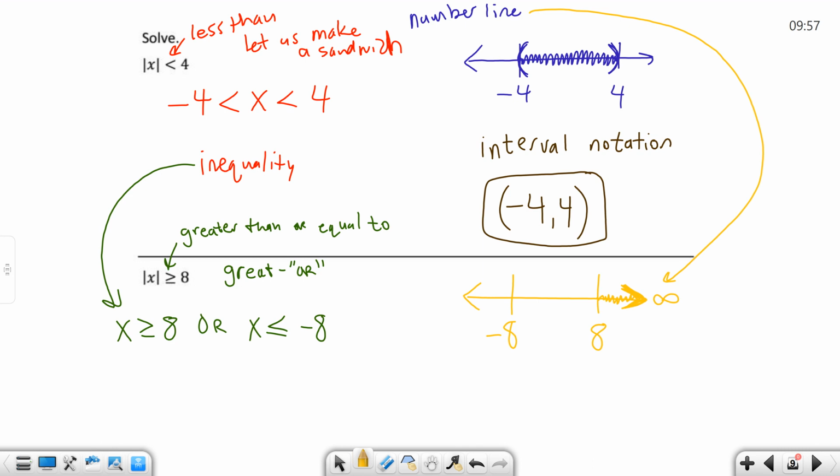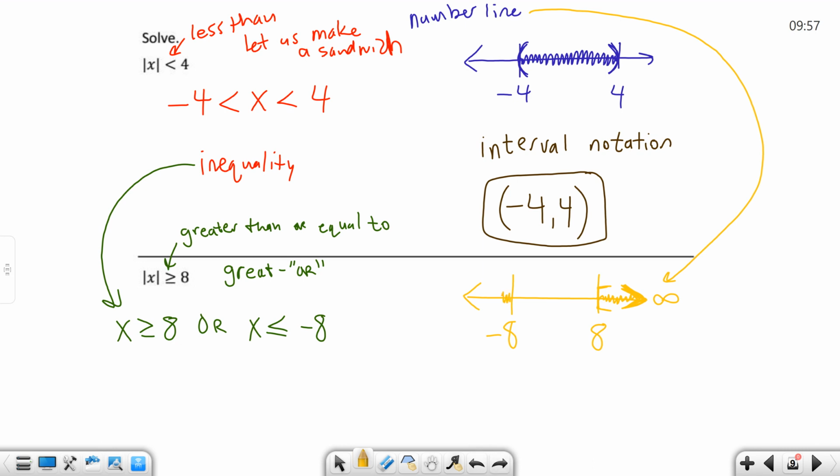And then what goes around the 8? Well, look, do I have the equals here? Yes. And remember, the equals gets the straight line bracket, so I go bracket. Straight lines, brackets, boom. All right, so bracket 8, go out to infinity. X is less than or equal to negative 8.